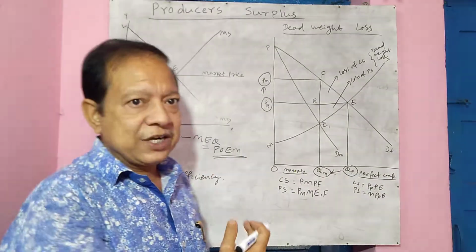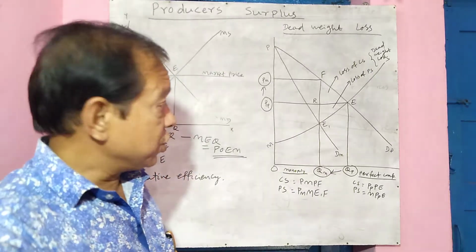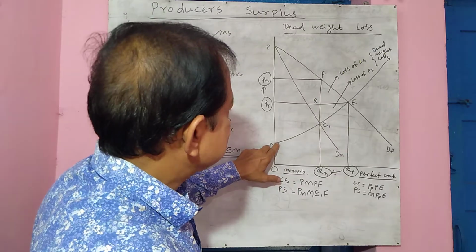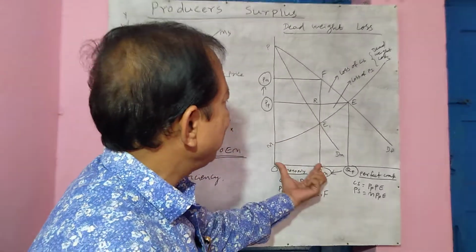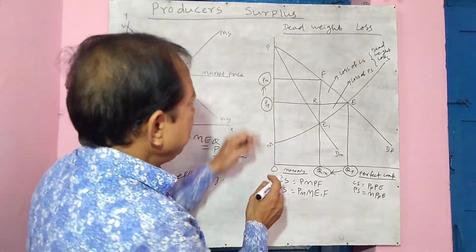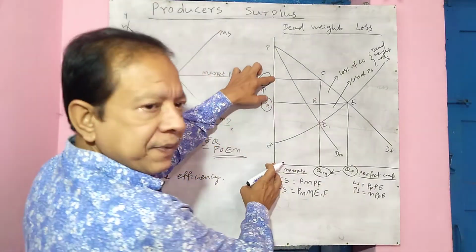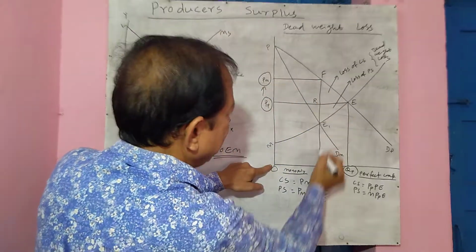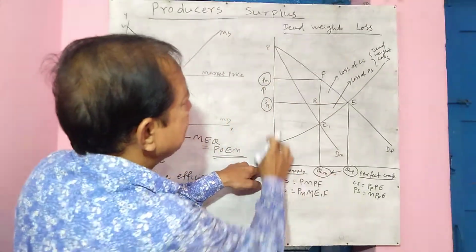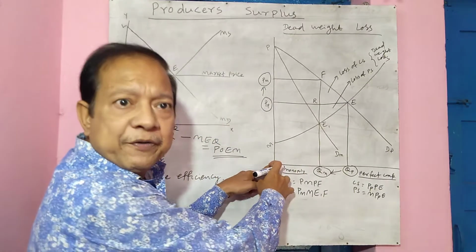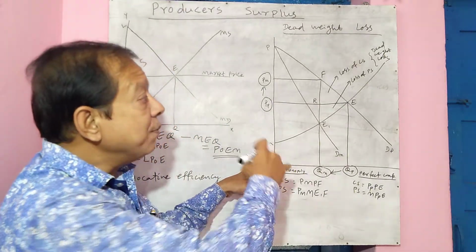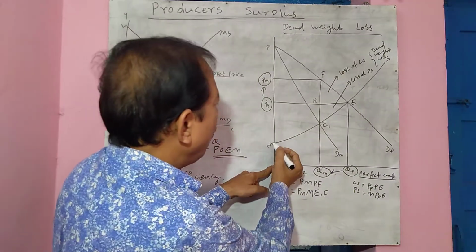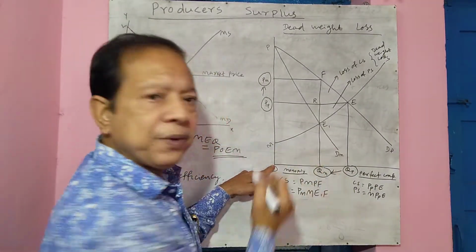So in that case, let us see what will be the producer surplus and consumer surplus. Now here, if this is the output QM, then the price is OPM. Now the total revenue of the producer will be OPM, F and QM. This total rectangle will be total revenue. And how much is his cost? His marginal cost is only OM, E1, QM.